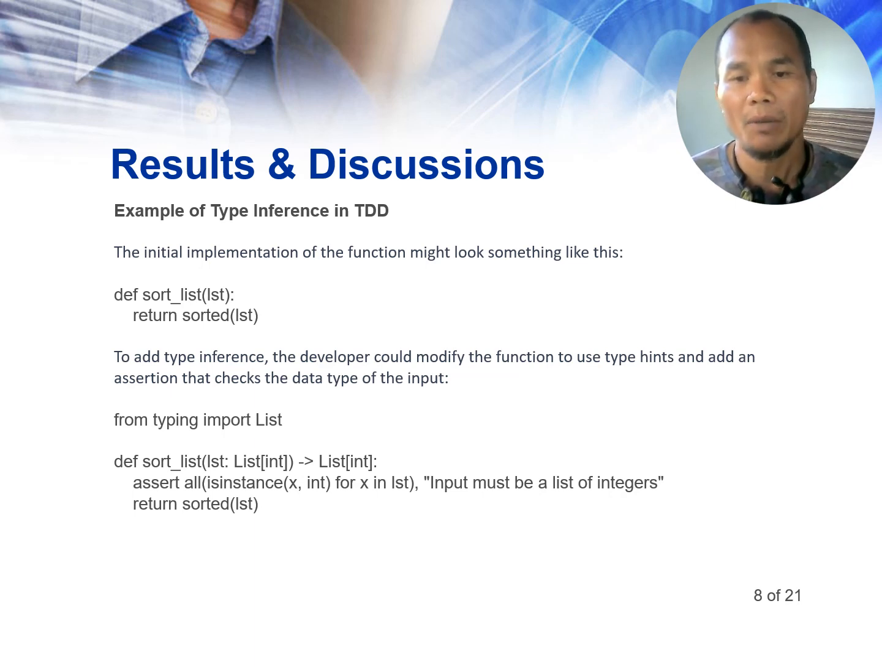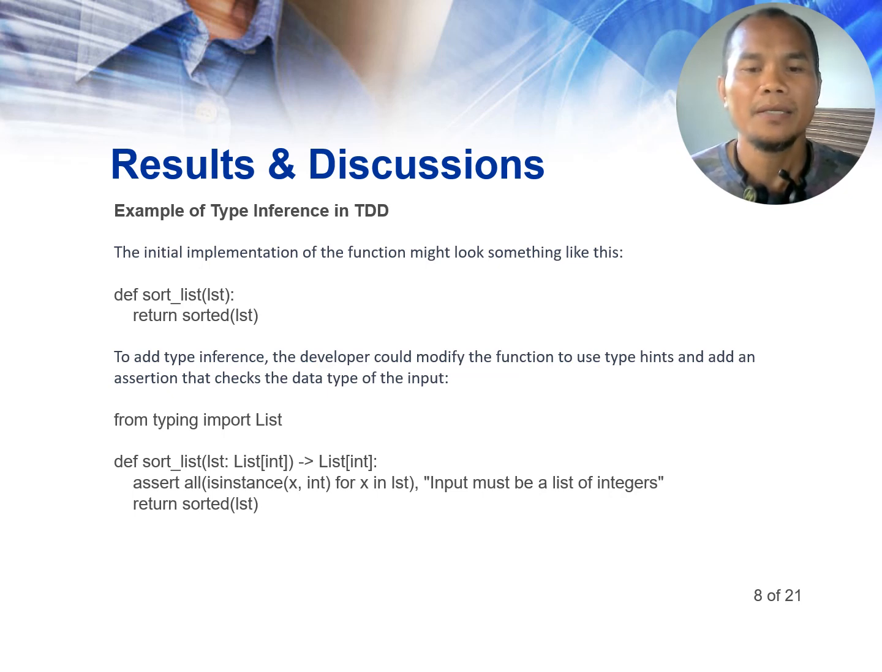However, the developer might realize that the function does not handle cases where the input is not a list of integers. So to add type inference, the developer could modify the function to use type hints and add an assertion that checks the data type of the input.